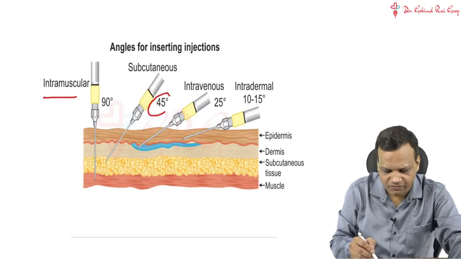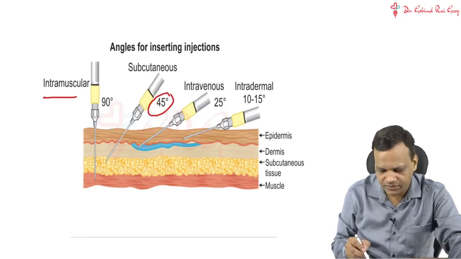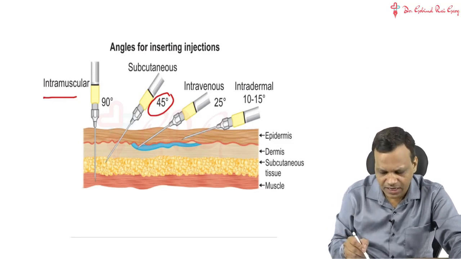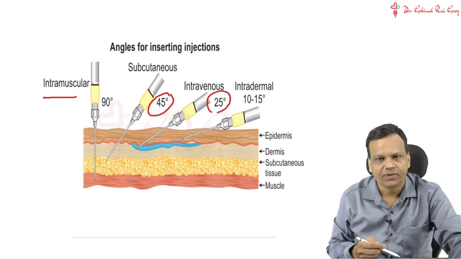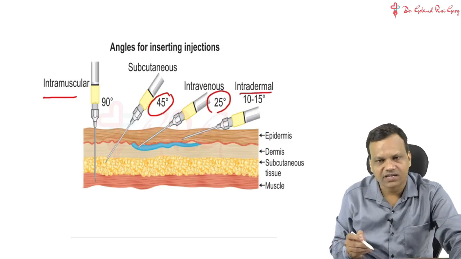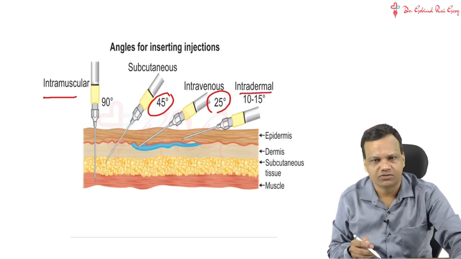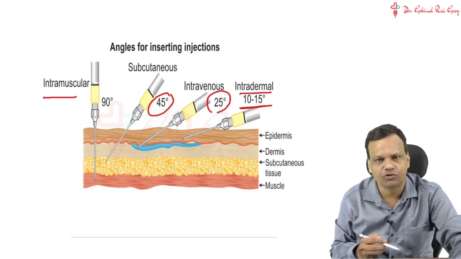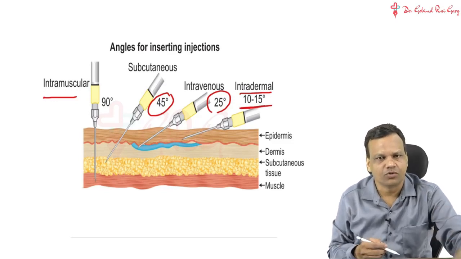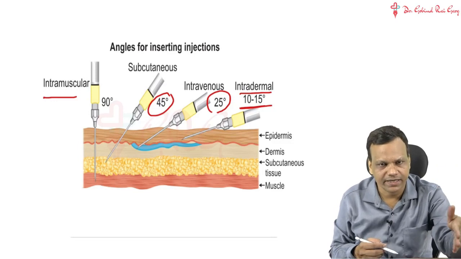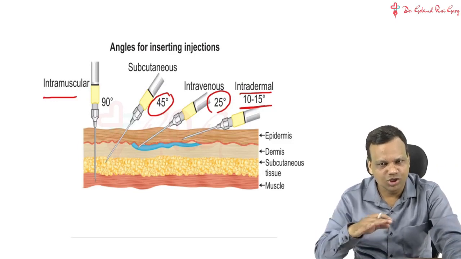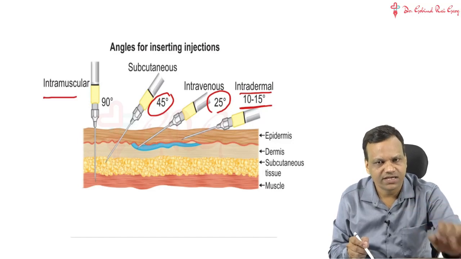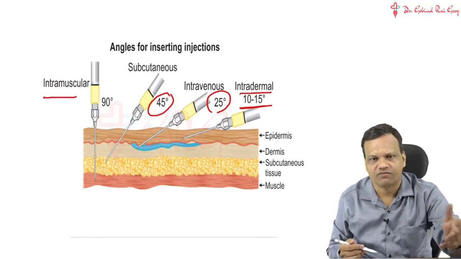Subcutaneous is at a 45-degree angle. Intravenous, you will see that the injection is going into the vein. It is very easy. The angle is around 25 degrees. Whereas intradermal is almost parallel to the skin, so you cannot differentiate too much. It is around 10 to 15 degrees. So, intramuscular is perpendicular, 90-degree. Intradermal is almost horizontal. Intravenous you can find going inside the vein, and subcutaneous is around 45 degrees.